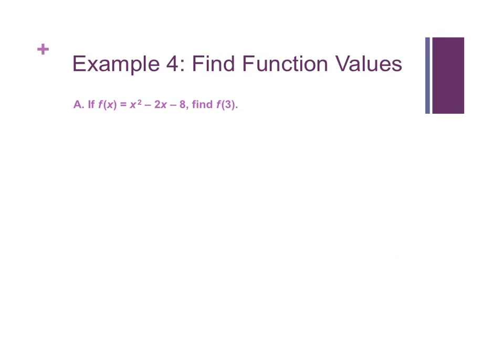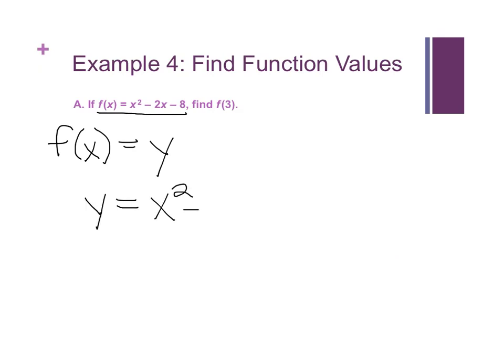Now to review, if you remember from Algebra 2, a function f of x is really the same thing as saying y. So this function right here, f of x equals x squared minus 2x minus 8, could also say y equals x squared minus 2x minus 8 if I make a substitution for f of x. Okay? So f of x and y are interchangeable. They mean the same thing.